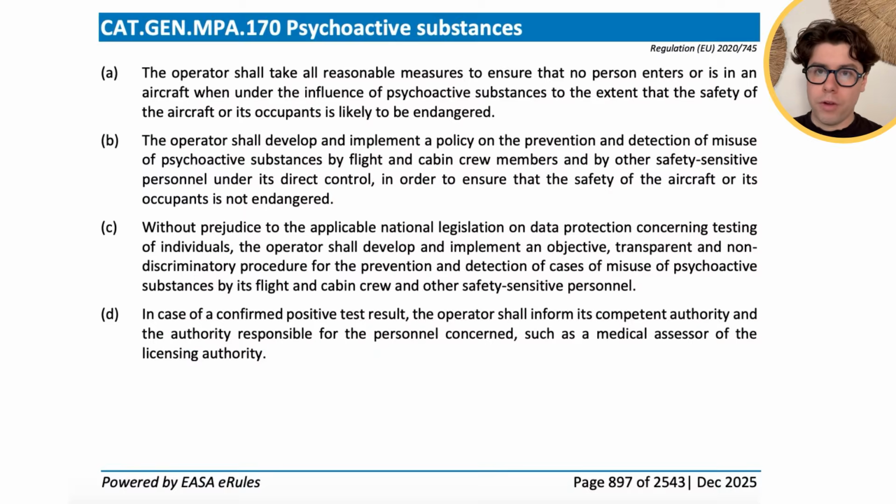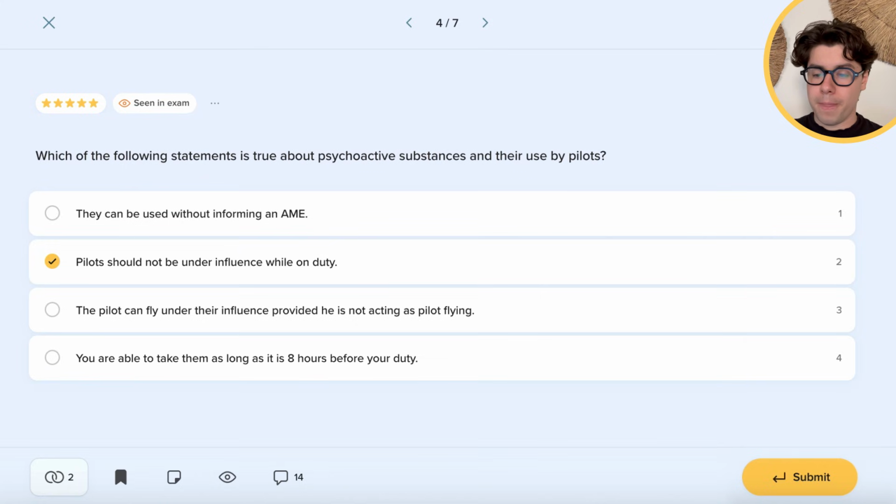Here I also have the part of the document, CAT-GEN MPA 170 Psychoactive Substances from Easy Access Rules from EASA, that I highly recommend that you check out if you'd like to learn a little bit more about the topic, or for that matter, most of the aero topics. Here, however, that states that the operator has to ensure that no person enters or is in the aircraft when under the influence of psychoactive substances to an extent that the safety of the occupants is likely to be endangered, and this is applicable for both the crew and, of course, the passengers.